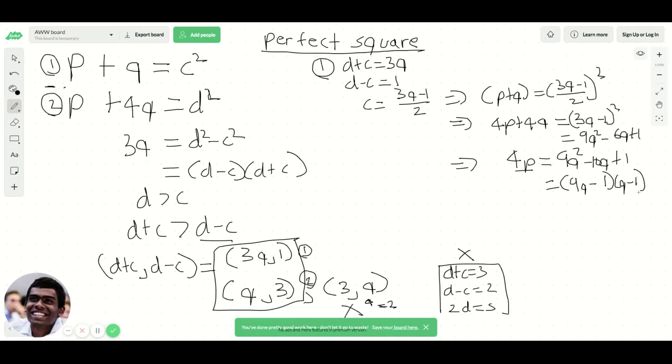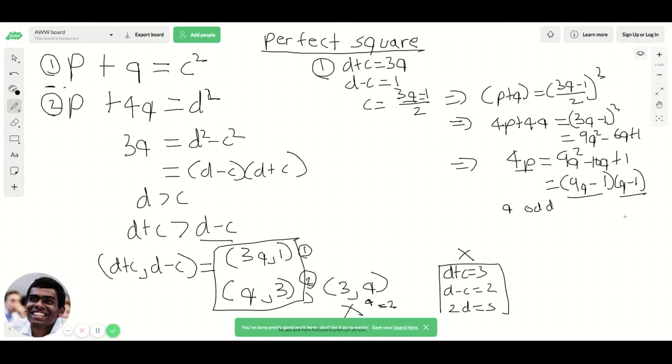Interesting. Okay, and we know that Q itself has to be odd. And the reason is because C needs to be an integer. So 3Q minus 1 needs to be even, and if 3Q minus 1 needs to be even, then 3Q needs to be odd. So Q itself does need to be odd. And we also have that 9Q minus 1 is bigger than Q minus 1.